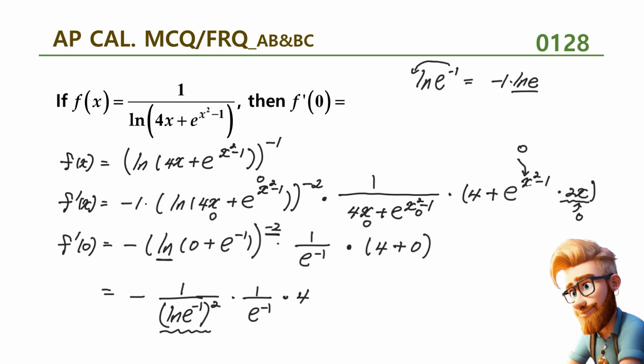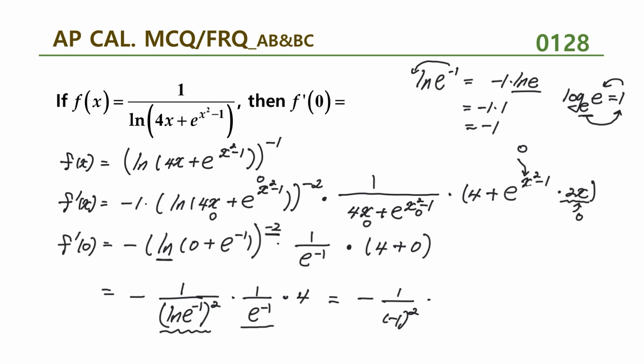Natural log e is what? 1. That's log base e. That's 1. E to the power of 1 is equal to e. That's the definition of logarithm. So that's going to be negative 1 times 1 is equal to negative 1. So that is equal to negative 1 over negative 1 squared. And we have this expression right here, 1 over e to the negative 1 is equal to e. So we have e times 4.